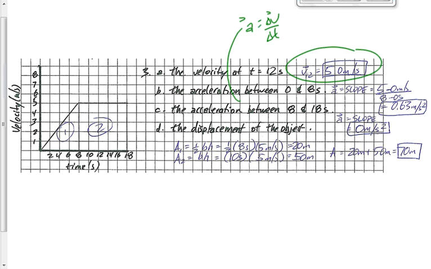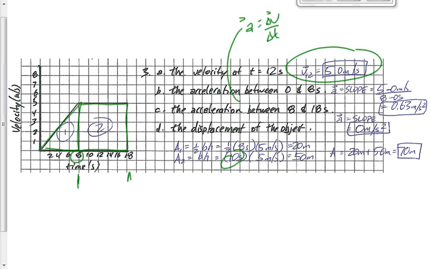And finally, the displacement of the object. Here we've got 2 stages. Here's a triangle, and here's a rectangle. We have to find the area of both of those. The first one is 1/2 base times height. The base of the first one is 8, right? The height is 5. The second one is a rectangle. It's base times height. It goes from 8 to 18, so the base would be 10. You get a total area of 50 for that one. Add them both together, we get 70.